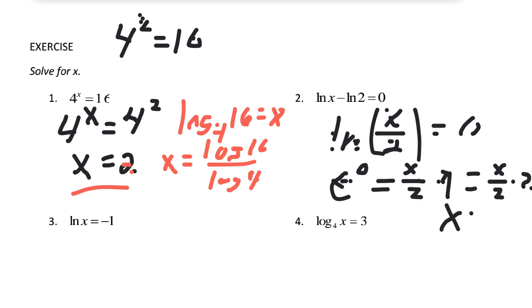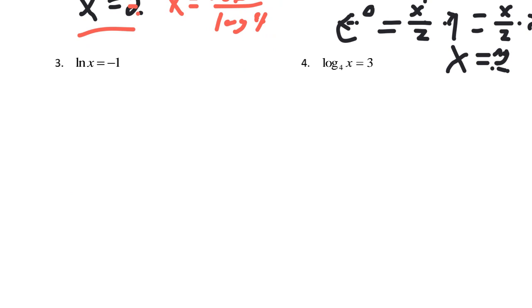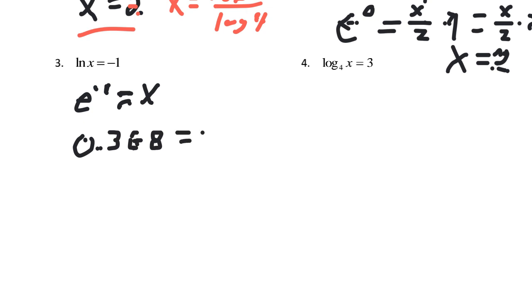So we get x equals 2. Down here, let me move this down. We're going to make this be e to the negative 1 equals x. Well, e to the negative 1, when I stick it in the calculator, I get 0.368 equals x.